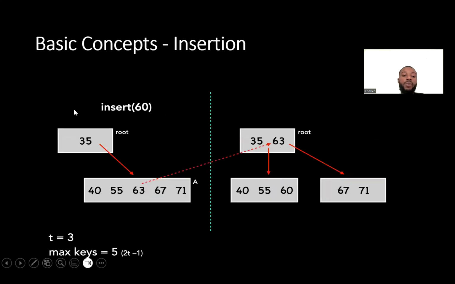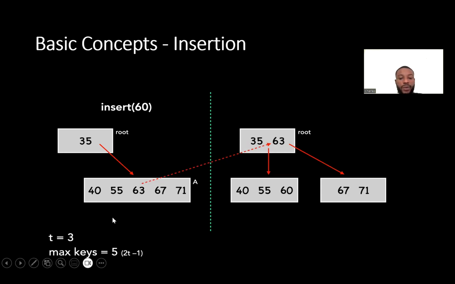Very simple. When it comes to insertion, let's look at a simple example. This example is where the minimum degree T equals 3, meaning that the maximum number of keys you can have is 5, and the minimum number of keys we can have is 2, pertaining to the leaf nodes.